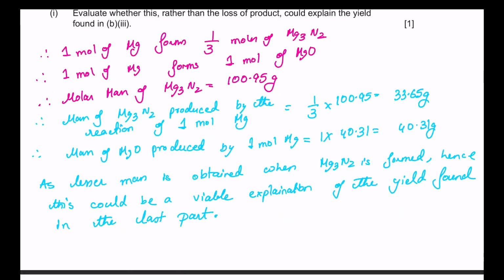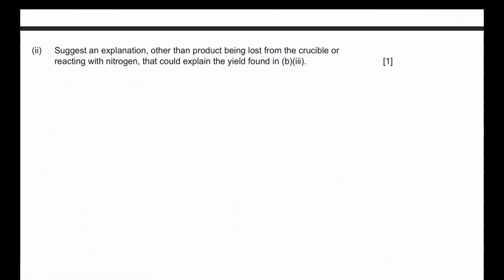That's it for this question. Now we can move on to the next one. So we need an explanation other than product being lost from the crucible or reacting with nitrogen that could explain the yield found in part B3. There can be some easy explanations. For example, the reaction didn't reach completion, right? Some amount of Mg remained unreacted inside the crucible. Another thing is that the Mg which we used might contain some impurities. The impurities didn't react, so they might also have impacted our yield, right?